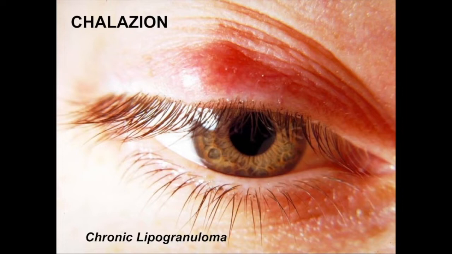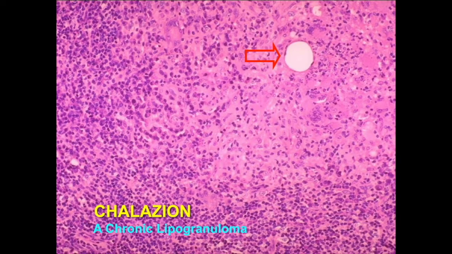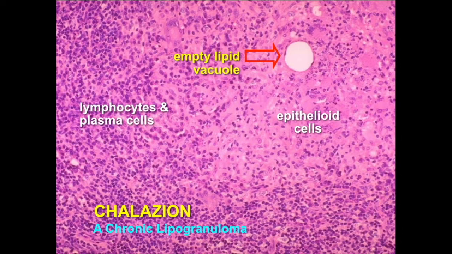Chalazions are chronic lipogranulomas. You can sort of think of them as a foreign body reaction to lipid material that gets out of its normal compartment into the tissues, where it tends to be quite irritating. Histopathologically, a characteristic feature is the presence of empty lipid vacuoles. They're empty in the sections. They contain lipid in the patient, which was dissolved out by tissue processing. The empty lipid vacuoles are surrounded by epithelioid histiocytes, and there's frequently non-granulomatous inflammation with lymphocytes and plasma cells as well. So, chalazions, chronic lipogranuloma.